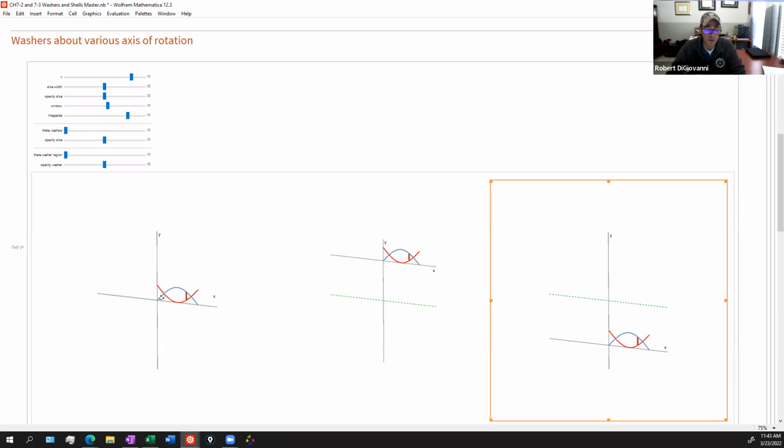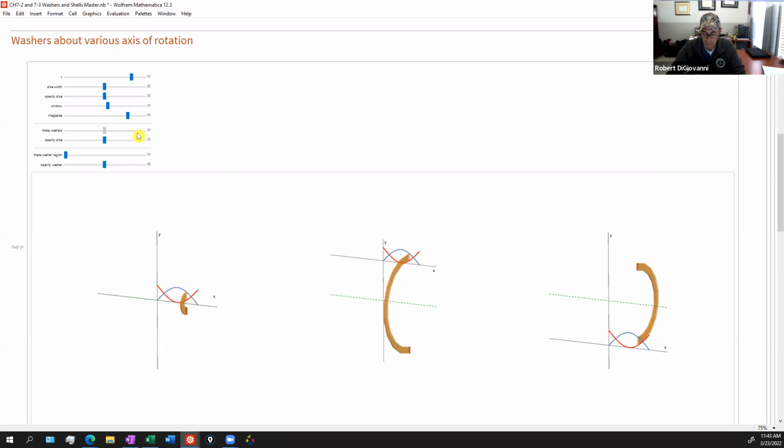This one right here, we're going to rotate around the x-axis. This one, we're going to rotate around a line that's below the region. And here we're going to rotate around a line that's above the region. I want you to see how all of these are different. Depending on where our axis of rotation is, it changes the shape of the washer, which changes the volume of the washer, which changes the volume of the whole thing. So your axis of rotation is critically important.